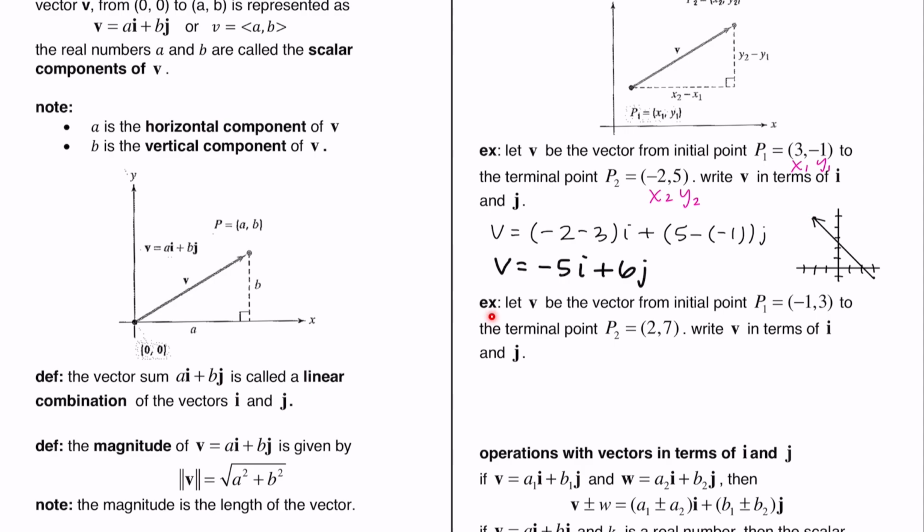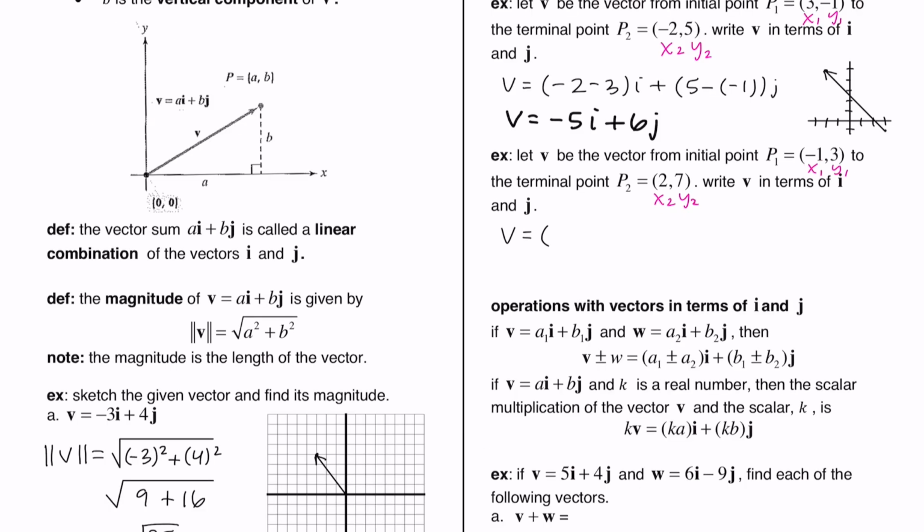All right, let's go ahead and do the next example. We have let v be the vector from initial point p sub 1 equals negative 1, 3. So I labeled x1, y1. And then you have the terminal point p sub 2, which is 2, 7. And finally, let's go ahead and set this up. So we're going to do x sub 2 minus x sub 1. So we're going to write 2 minus a negative 1.